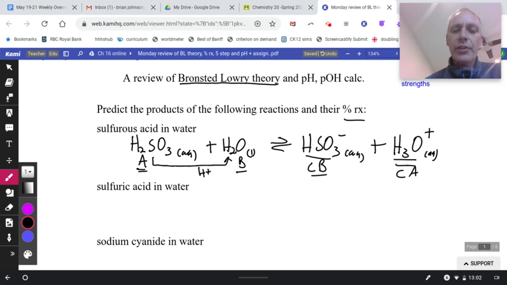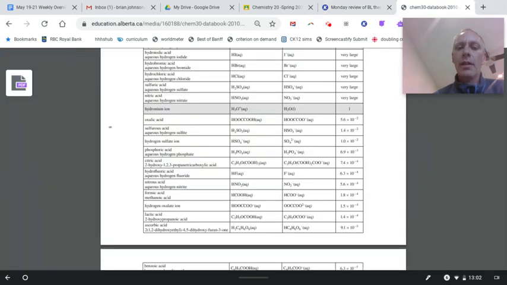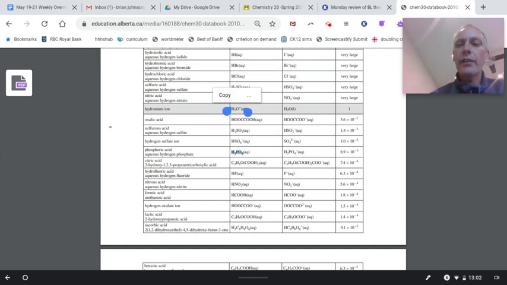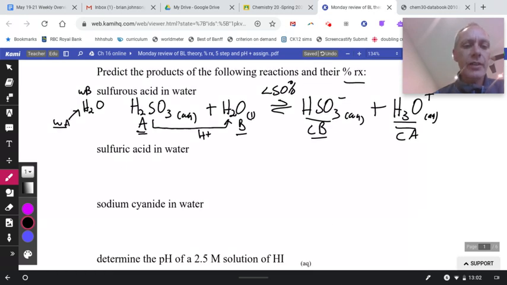Okay, percent reaction, the rule is when you have a weak acid in water on the table of relative strengths, all the weak acids are below water. So they always react less than 50% using water as the base and any weak acid. Let's just jump to that table of relative strengths. So here's water. And every weak acid, starting with oxalic acid and going down the list, they're all below water, so they're all less than 50%.